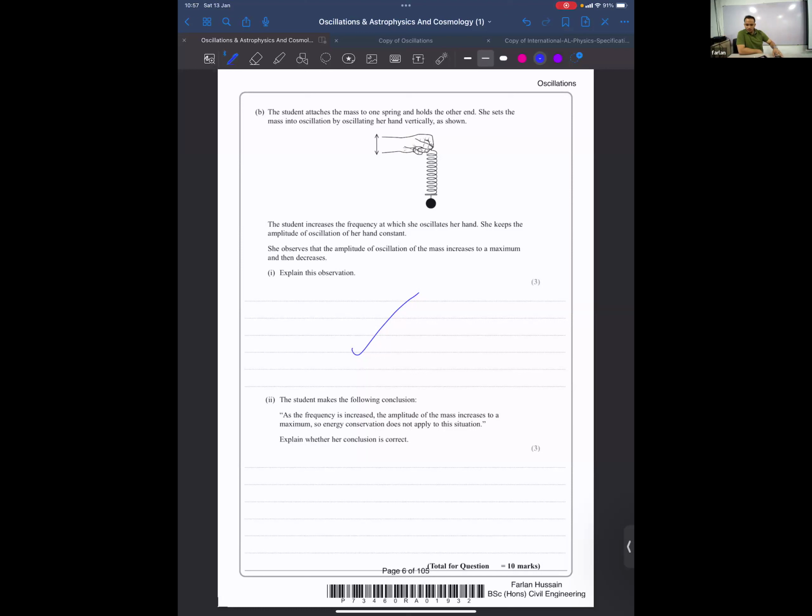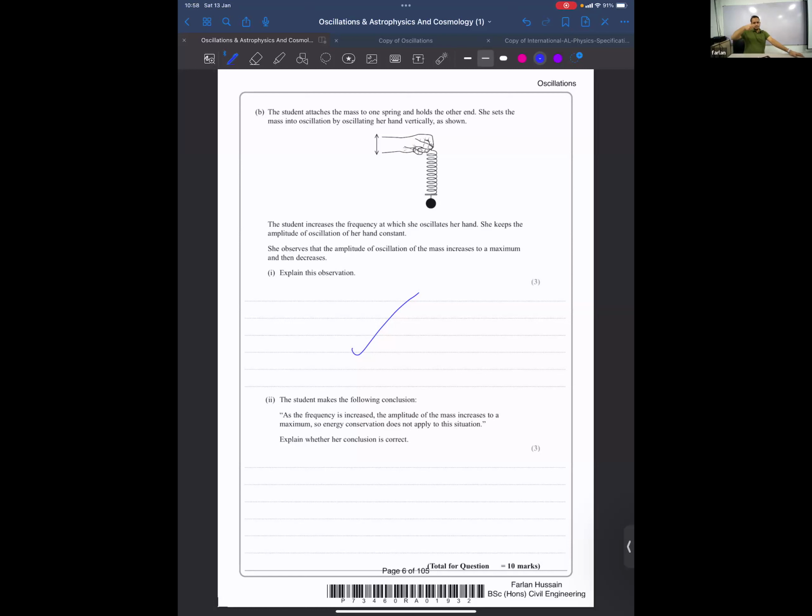The student makes the following conclusion: as the frequency is increased, the amplitude of the mass increases to a maximum, so energy conservation does not apply to this situation. Explain whether her conclusion is correct. Definitely wrong. Energy conservation is applicable. So how is that?